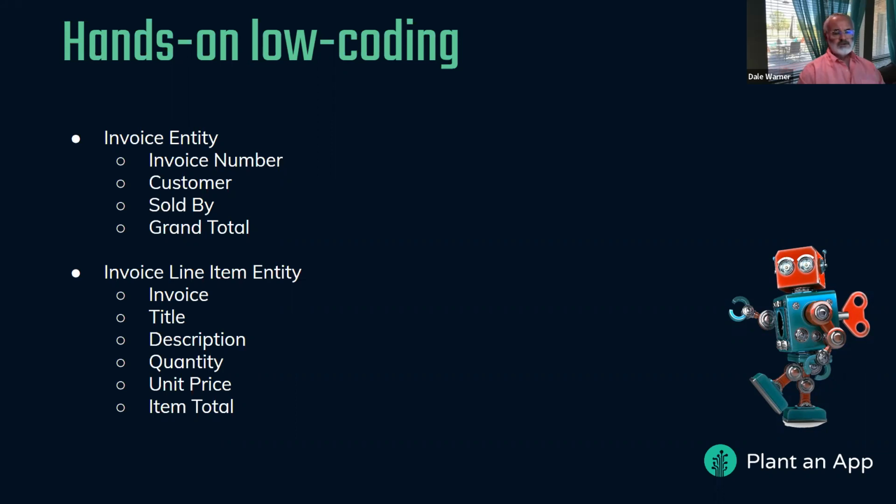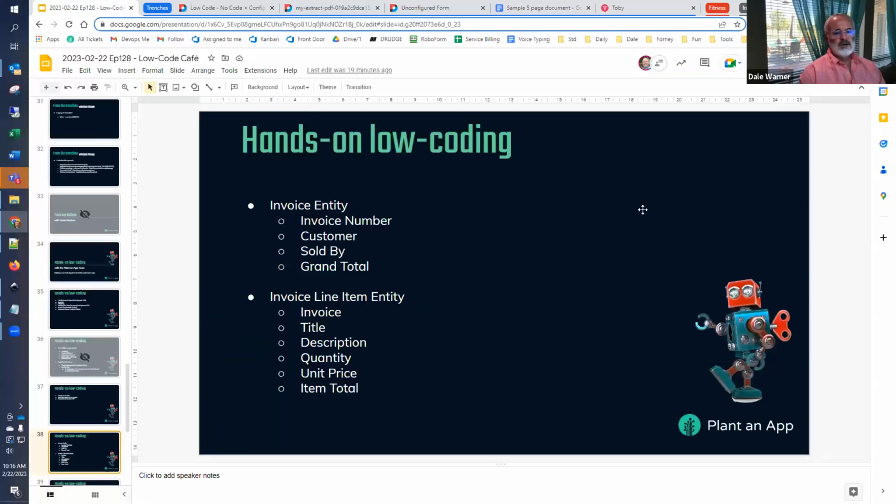And then for each invoice, we can have any number of line items. So we'll have a line item entity, and each line item row will be linked to an invoice. It'll have a title, description, quantity, a unit price, and then we'll compute an item total for it. So it'll be in the data. And then we'll go on to create some ways to work with that through workflows. But we'll start with just these line item entities and invoice entities. So let's get building.